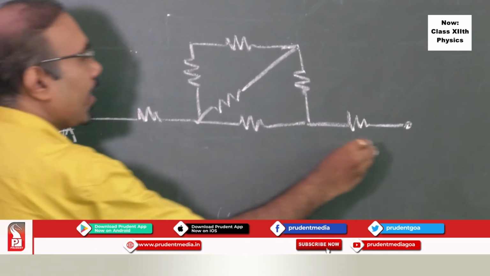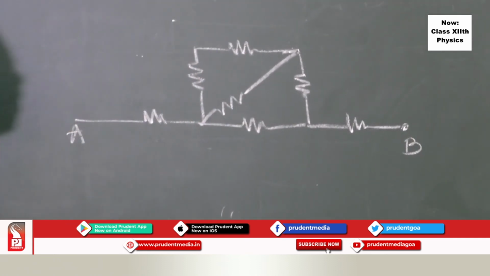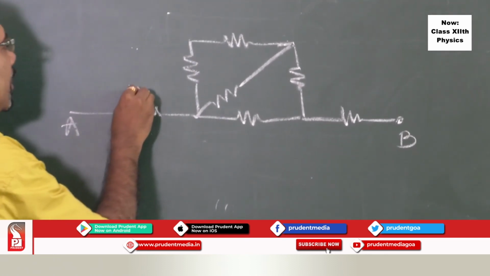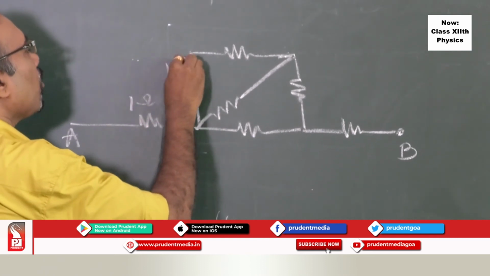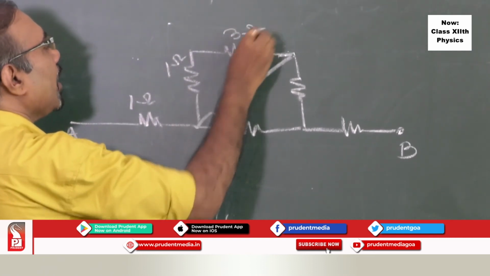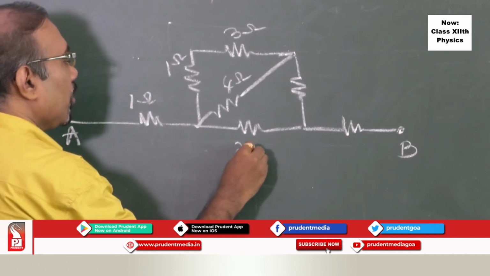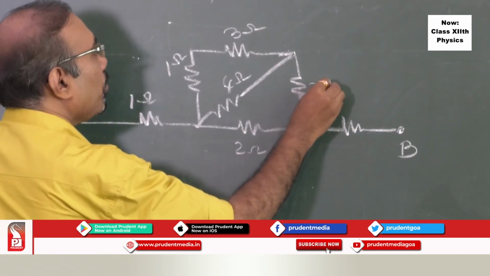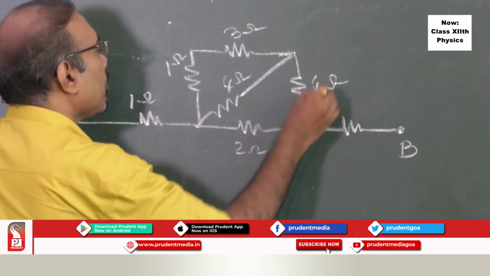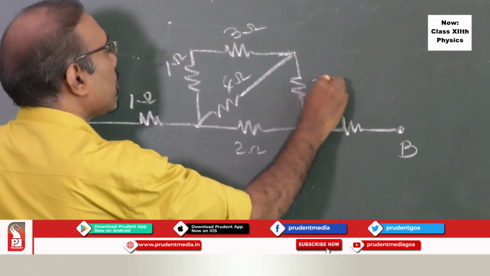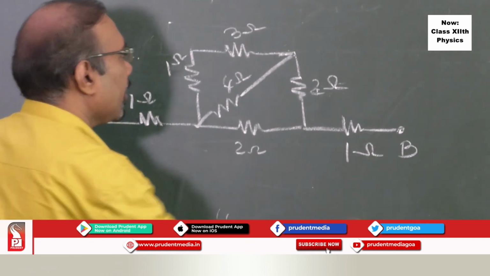One can easily find the equivalent resistance between A and B. How to find it? This is given as 1 ohm, this is 1 ohm, this is given as 3 ohm, say. This is 4 ohm, this is 2 ohm, this is 2 ohm, this is 4 ohm, this is 2 ohm suppose, and this is say 1 ohm again.